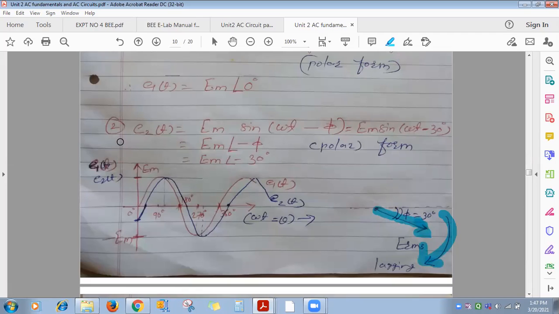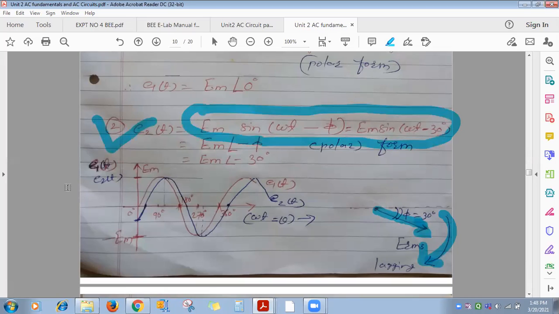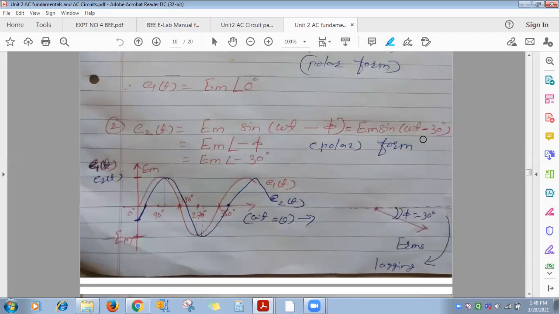Is this clear? So for the second waveform, this is the mathematical representation, Em sine of omega t minus 30 degree. Its polar form is Em at an angle of minus 30 degree. Graphical representation, the blue color waveform. And this is the phasor diagram representation. As here the angle is negative minus 30 degree, you have to measure it with reference to the positive real axis in the clockwise direction. Clear for E2t? Any difficulty with this?